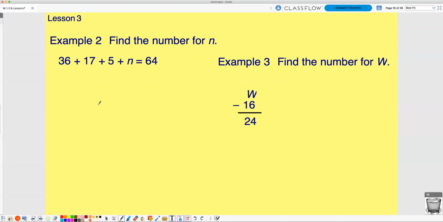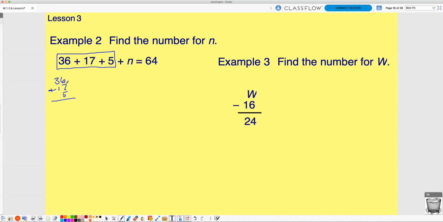In example 2, find the number for n. So if you have 36 plus 17 plus 5 plus n equals 64, you need to find the value for n. First, we have to group these together and make one number out of these. 36 plus 17 plus 5, so I'm just going to do that. 36 plus 17 to begin with.